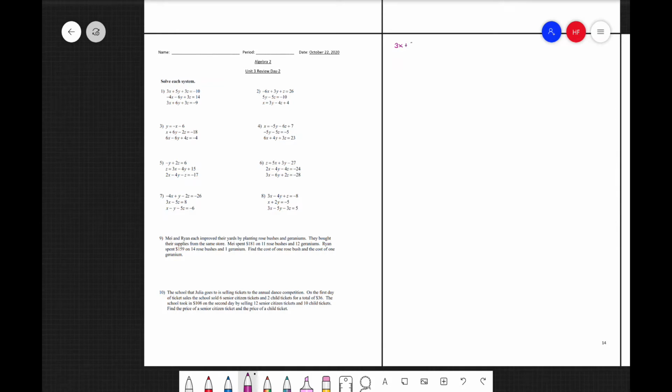So 3x plus 5y plus 3z equals negative 10. Negative 4x minus 6y plus 3z equals 14. And then 3x plus 6y plus 3z equals negative 9.